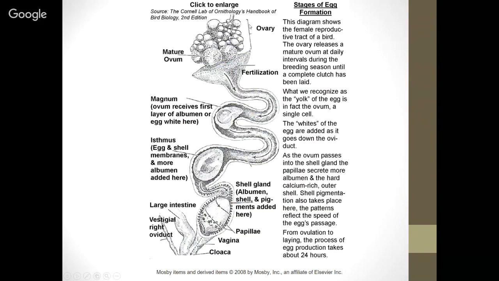So here it is again. We have the ovary developing eggs. We have a mature ovum. Fertilization will occur up towards the infundibulum. Once the magnum receives the egg, we get the first layer of albumin, or egg white, here. In the isthmus, we get the egg and the shell membranes and some more albumin here. In the shell gland, or the uterus, where it gets really strong, we get albumin, shell, and pigment added here. And then we get into the vagina here.